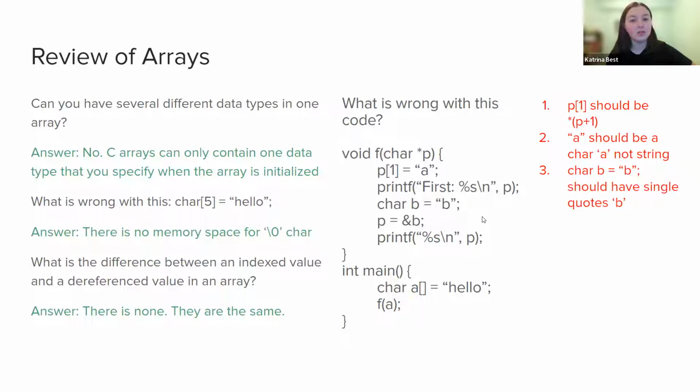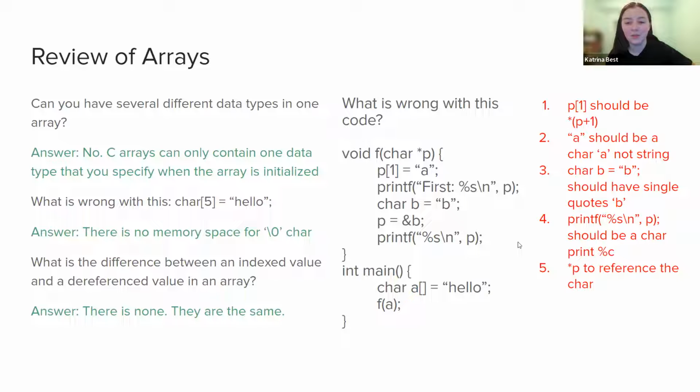Char B should also be, instead of having single or double quotes, single quotes. And it should be a char C instead of a string. The first one's okay though. The first one, P is still a string. However, P is actually a pointer. So it's going to give out an address instead. So we want to actually reference what P is pointing to. And yeah, that last one, we want to do the return one here.